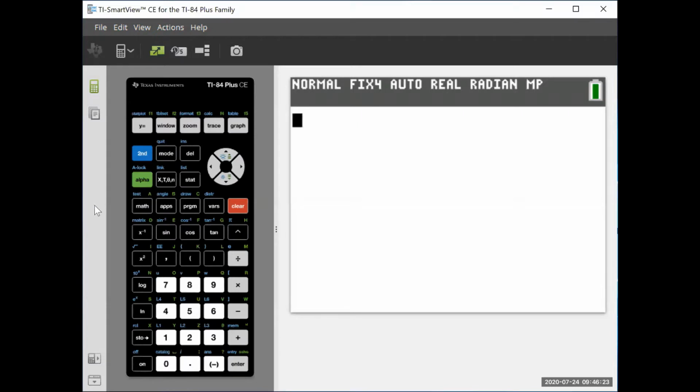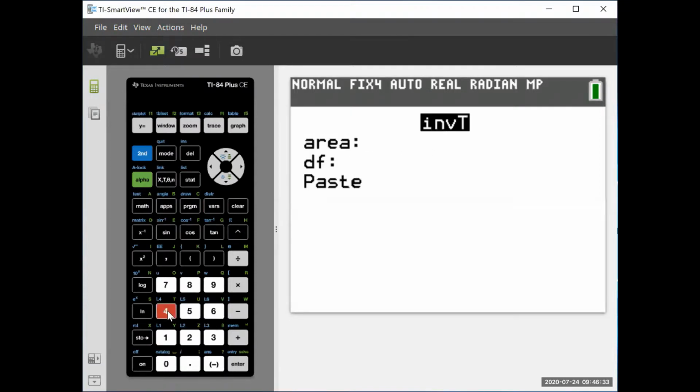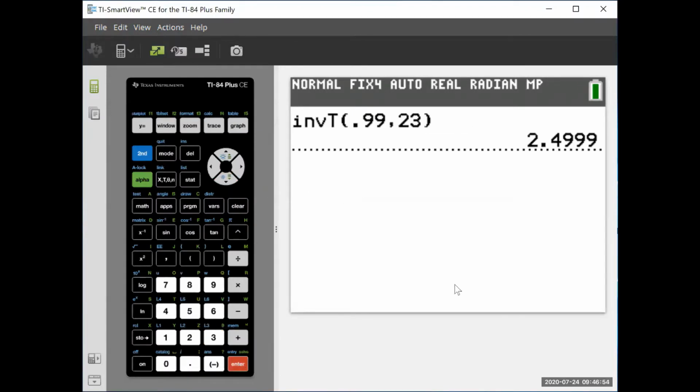In our TI-84 calculator, we go to second, then vars, and in this case, we go to number 4 because that is your inverse T. You have to put the area to the left of T alpha over 2, and our area was 0.99. We have the degree of freedom, it was 23. And then paste this in the main screen. And we get 2.4999.